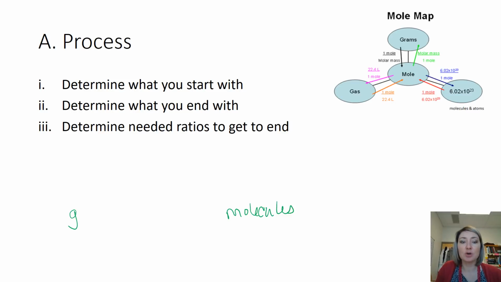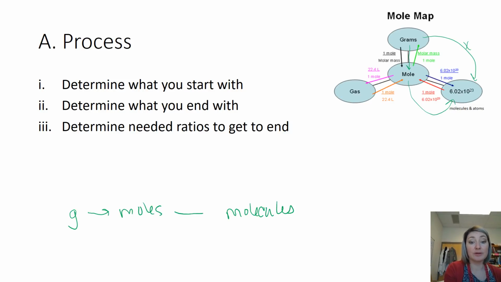So the last step is to determine your needed ratios in order to get to the end. So essentially, I'm going to look at this mole map, and I know that there is no way to go from grams to molecules directly. I have no arrow going there. So what I have to do is actually go from grams to moles, and then moles to molecules. So I'm going to put that in. This is my intermediate step. You got to go through your middleman, the mole, in order to do this problem.